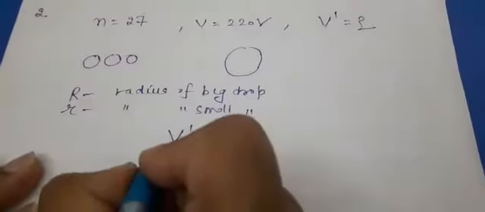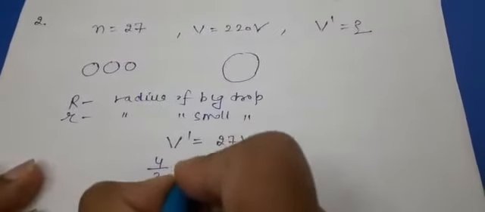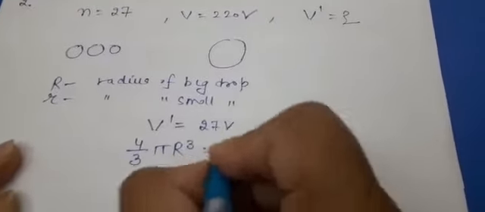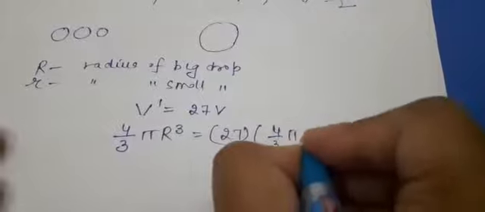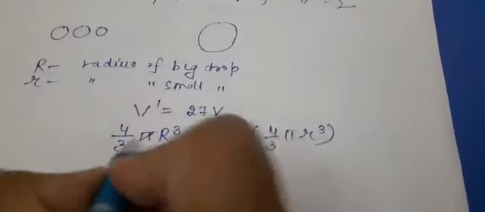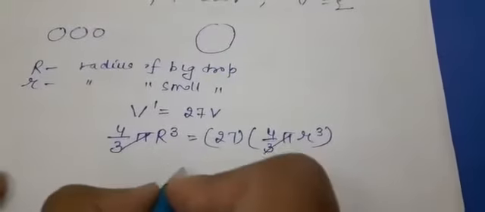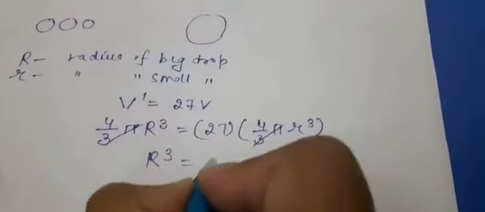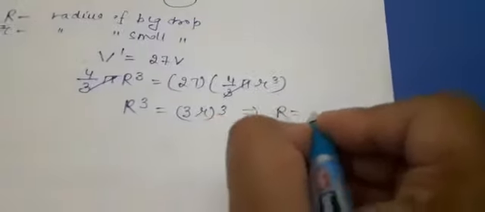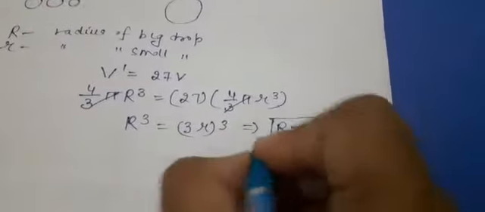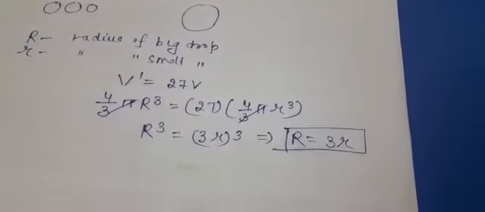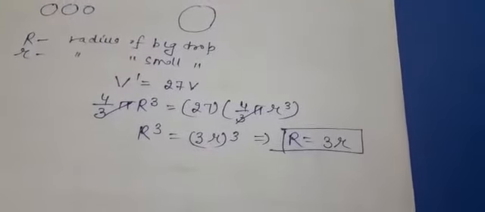So what is the volume of the big drop? Spherical shape. This will have the formula 4 by 3 pi R cube. And this will be 27 into 4 by 3 pi r cube. So cancelling the common factor, R cube equals 27 r cube, so R cube equals (3r) cube. This implies R will be equal to 3r. That means the radius of the bigger drop comes out to be 3 times the radius of a small drop.